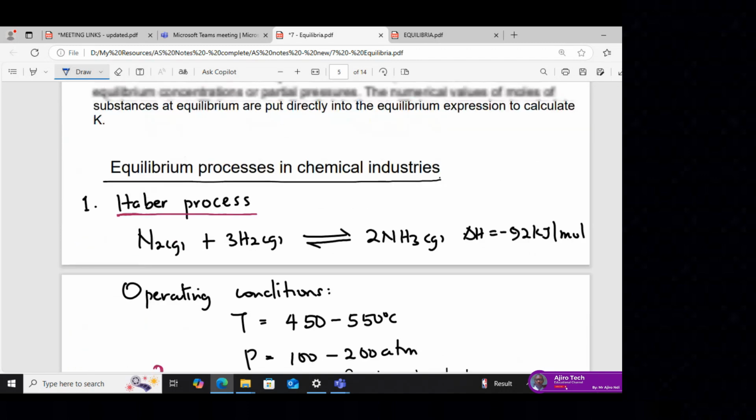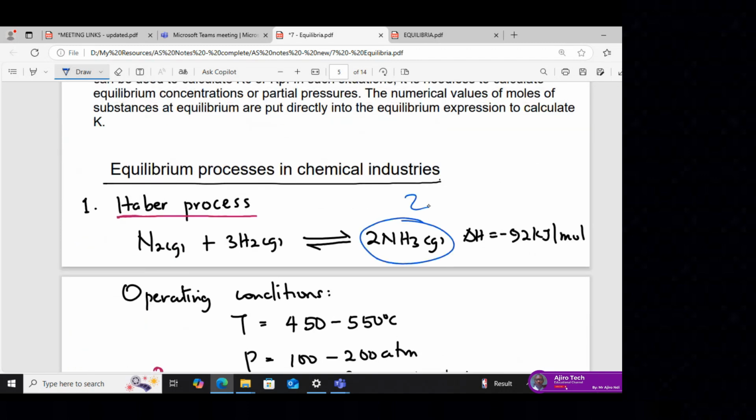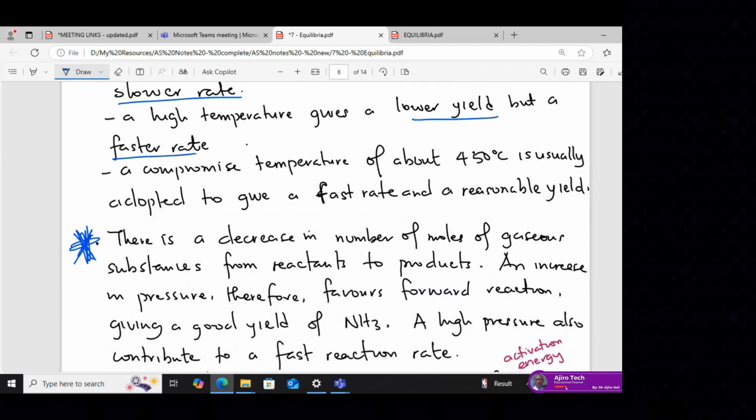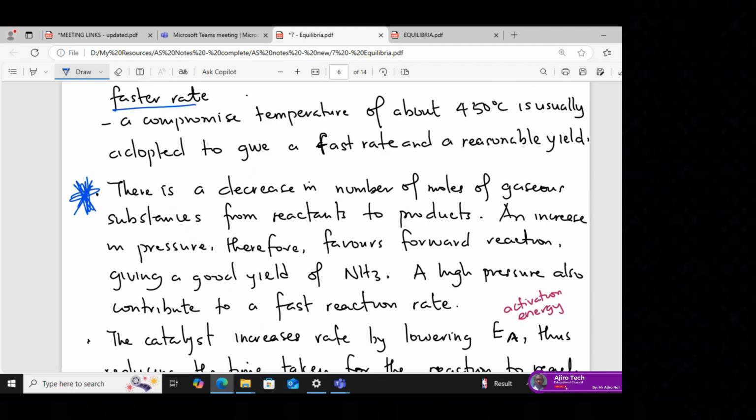Come back here. How many moles of gas here? Two. How many moles of gas? Three, four. So four rather. Thank you. So high pressure will favor what? The forward reaction. So when pressure is high, a high yield of ammonia is obtained. Apart from that, when pressure is high, a faster rate is also obtained. So the high pressure gives us a dual purpose: it favors the forward reaction and also gives a faster rate of reaction. Do you agree to that? Yes, sir. That's why we choose high pressure.